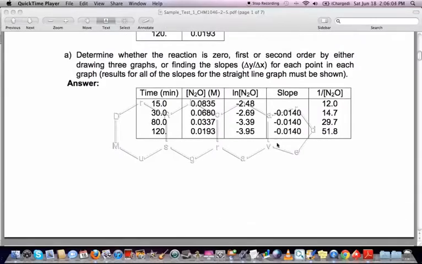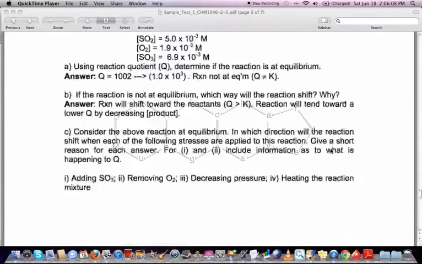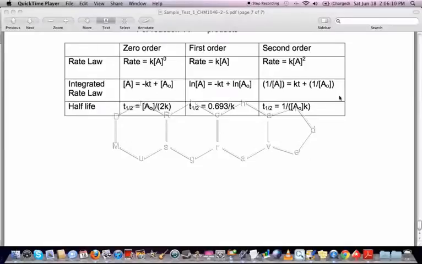The reason we're using natural logs and inverses is because if we go to the integrated rate law table, you can see that the values of y that we're going to be looking at will be the value of concentration itself, then the natural log of concentration, and the 1 over the concentration. Remember, these are all straight lines in the form of y equals mx plus b. So those will be the y values that we're looking for. The x value in each case will be time.